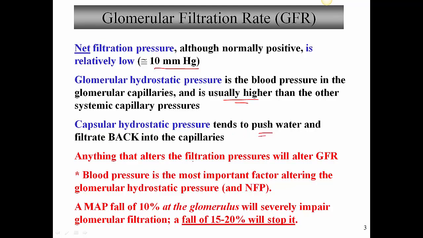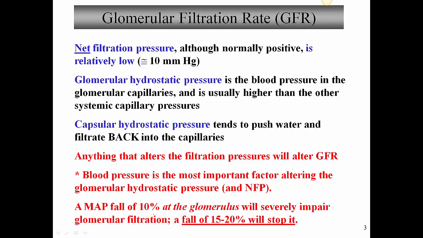Now, anything that affects filtration pressures will also affect glomerular filtration rate. And as we mentioned before, the blood pressure really is the most important factor that will change the glomerular hydrostatic pressure and thus change the net filtration pressure. Now, as it says on the bottom of this slide, a mean arterial pressure fall of about 10% at the glomerulus itself will severely impair glomerular filtration.